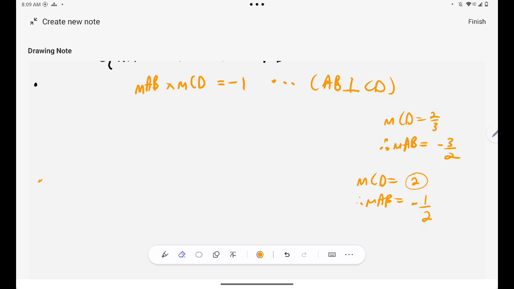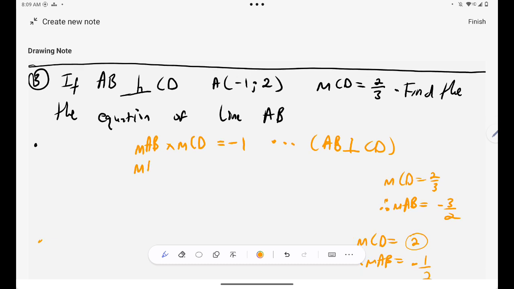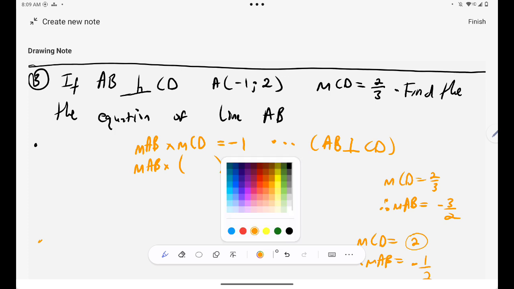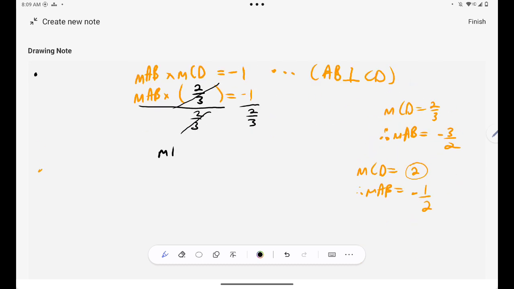Are you together? But if you're not comfortable with that, it's fine. You got nothing to lose. You can just put it here. MAB multiplied by the gradient of CD is negative 1. The gradient of CD is equal to 2 over 3. It was given to us. Are you together? We want to find the gradient of AB. So we must just divide by 2 over 3 both sides, such that this will cancel this, and then therefore the gradient of AB will be equal to, if you punch this entire thing on the calculator, you'll get negative 3 over 2.